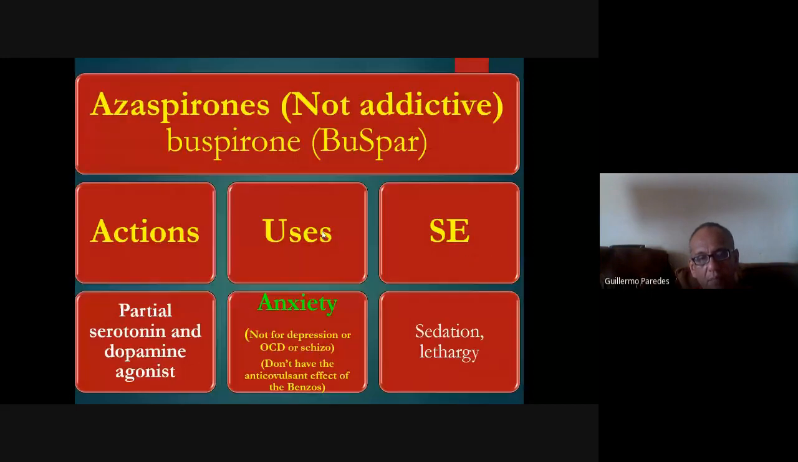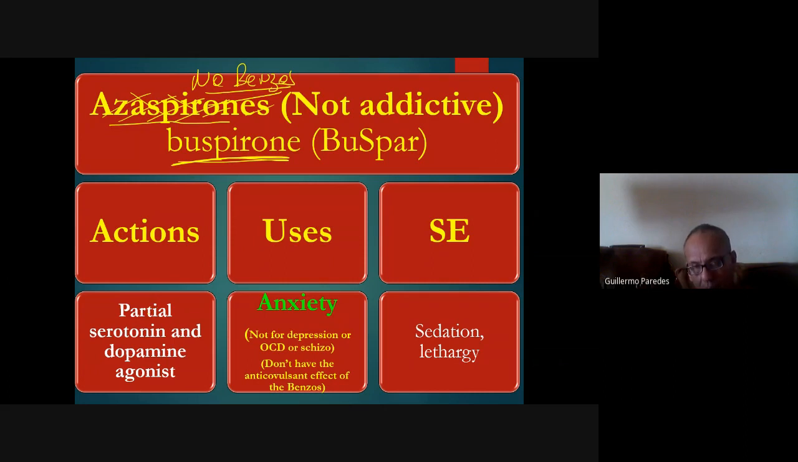Okay, so this is buspirone. So this is the non-benzodiazepine. Buspirone is not a benzodiazepine. It's called an azaspirone. These names I'm not going to ask you much, but buspirone, yes. Buspirone is a partial serotonin and dopamine agonist, so it's going to improve your mood, improve your activity. It's used for anxiety, an anti-anxiety medication. Not for depression, OCD or schizophrenia. It doesn't have the anticonvulsant effect of the benzos. So buspirone does not have the effect of anti-seizures.